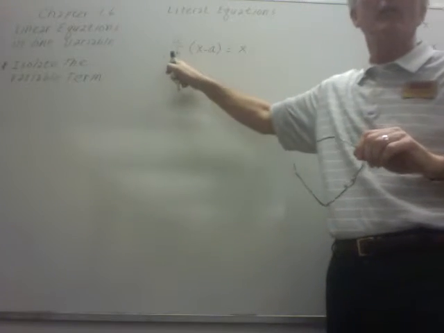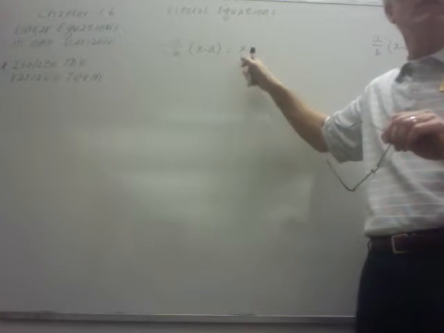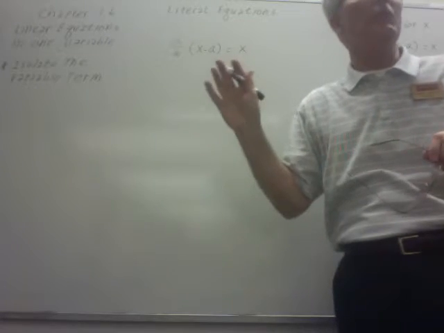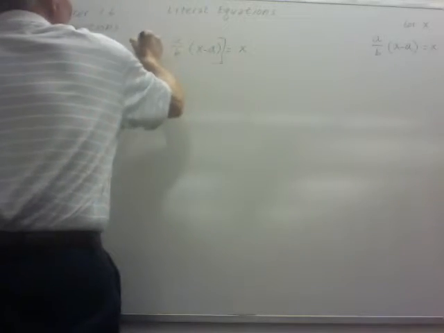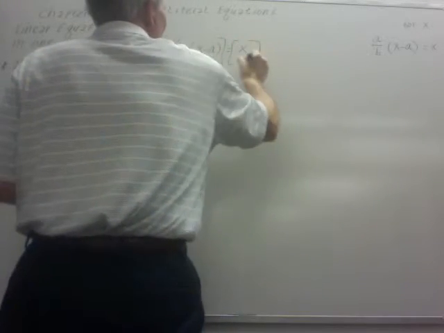Fractional literal equation. So once again, anytime you have a fractional equation, what's the first thing you want to do? First thing you want to do with a fractional equation, you want to clear the fraction by multiplying both sides by the LCD, the least common denominator. I've got a b here for this side. This is a 1. The least common denominator for this particular problem is just b. So I need to multiply both sides of this equation by b.